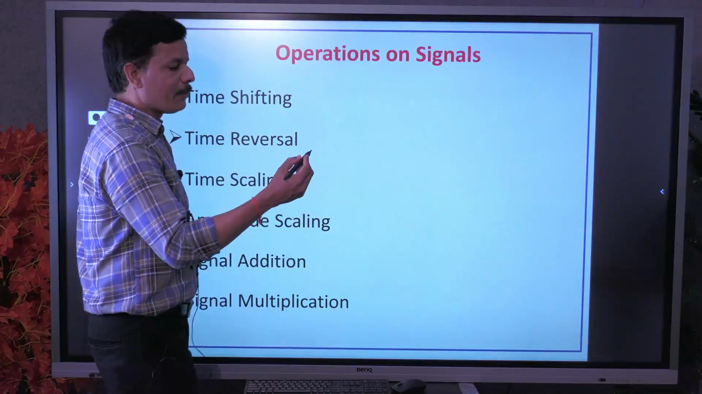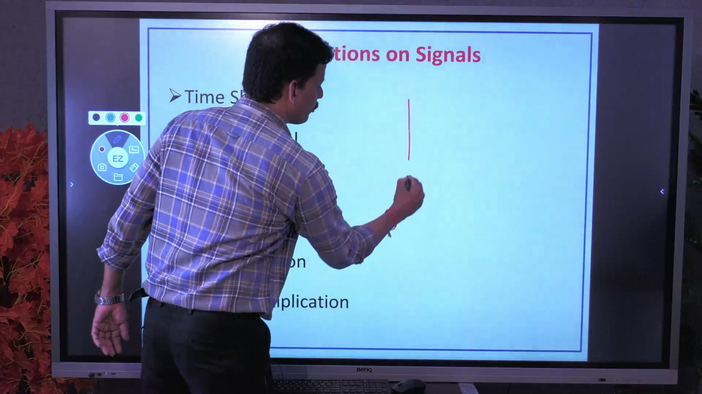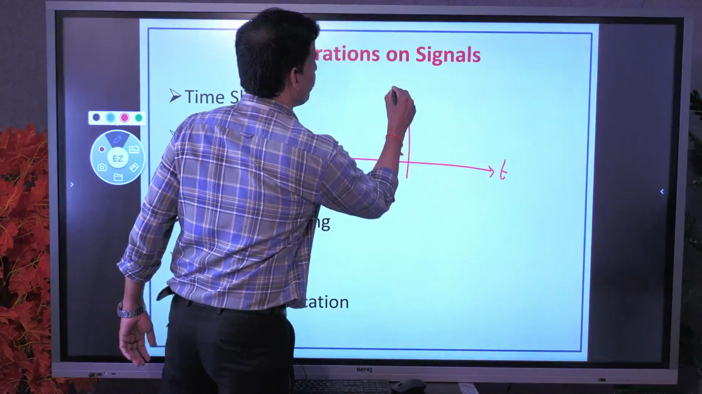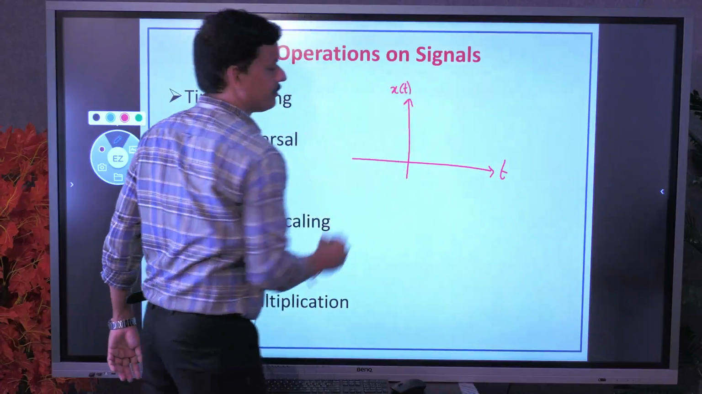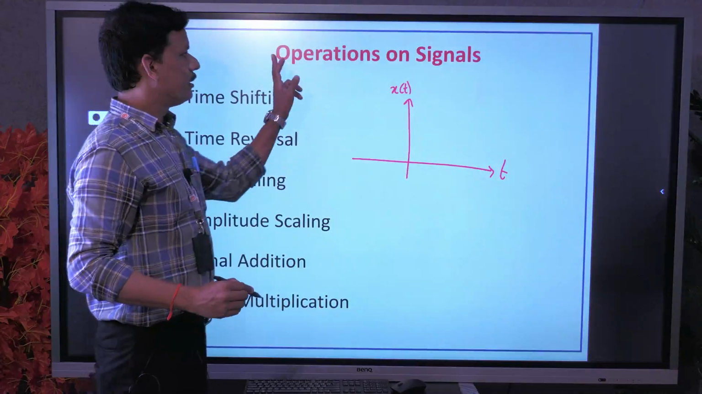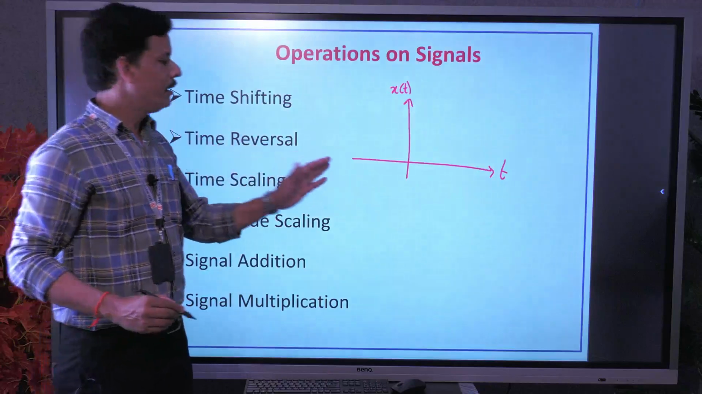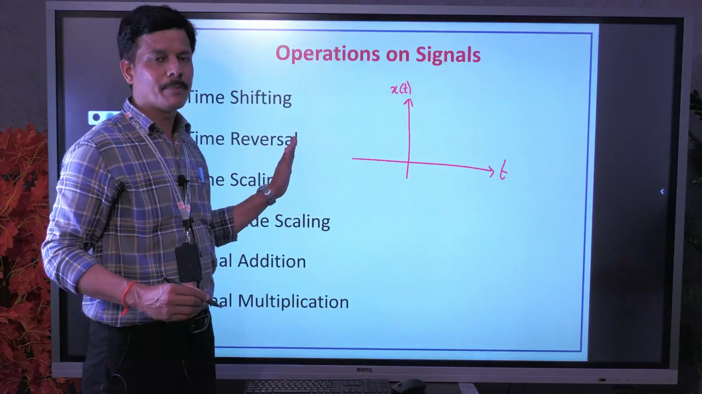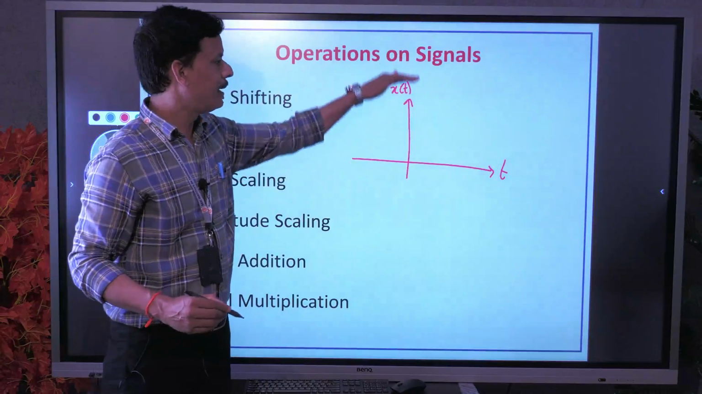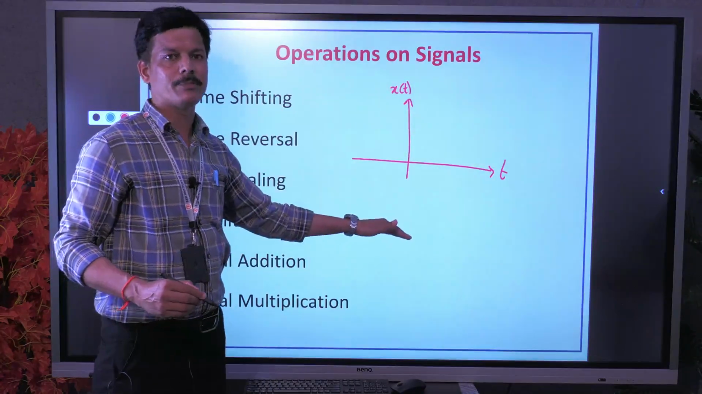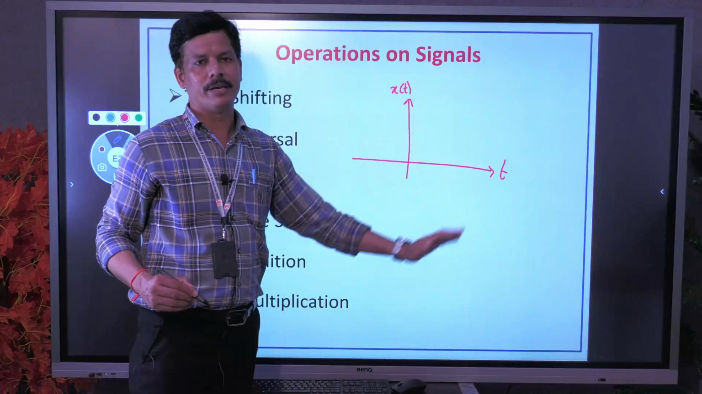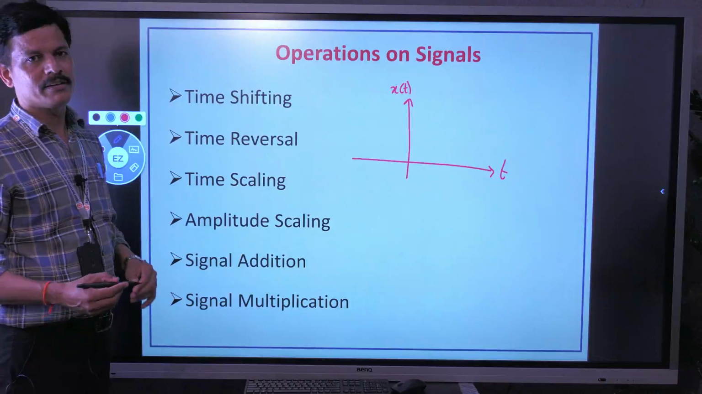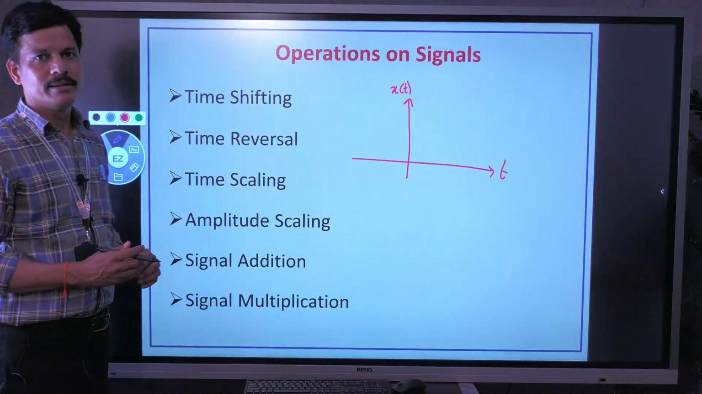These operations may be with respect to the time axis or with respect to the amplitude axis. That is, with respect to the independent variable time, or with respect to the dependent variable amplitude. Based on that, we have six types of operations we can perform on the signals.